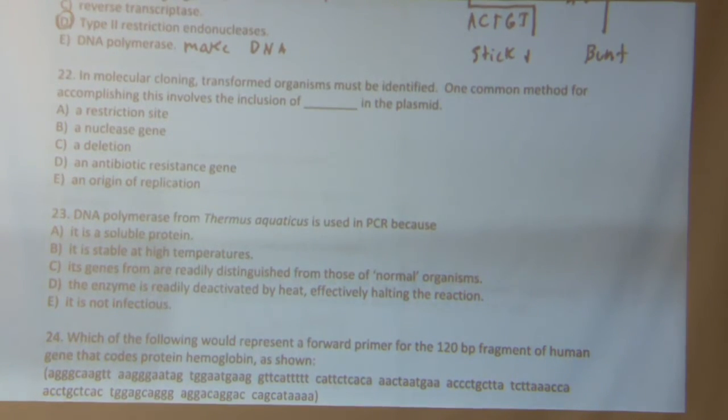In molecular cloning, transformed organisms must be identified. One common method for accomplishing this involves the inclusion of blank in the plasmid. D? Yes, that is correct.